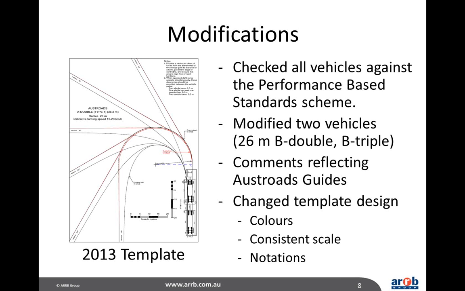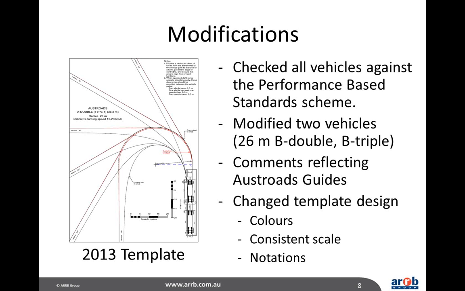And we compared the vehicle's performance against a low-speed swept path standard from the PBS scheme. 2 vehicles were identified as having poor performance against this one standard, and as such were modified to meet this standard while still being representative of the vehicle fleet. Those 2 vehicles were the 26 metre B double and the B triple.